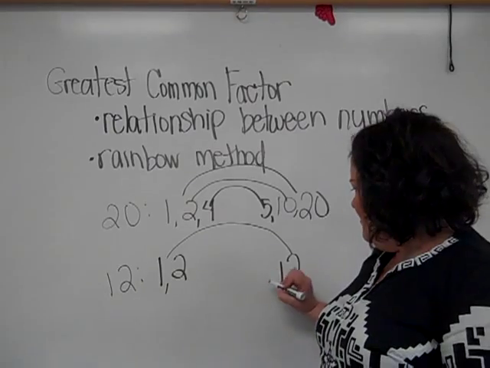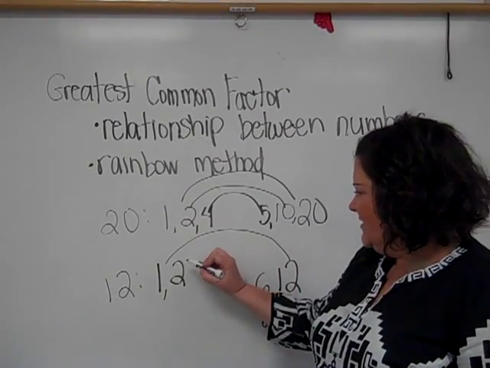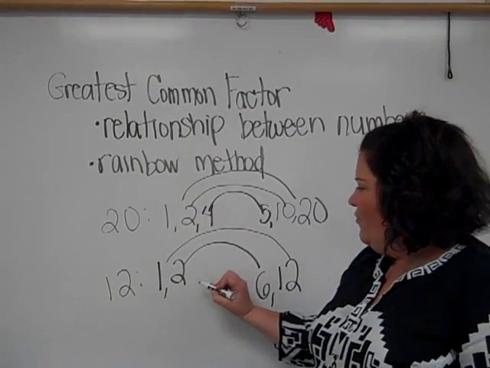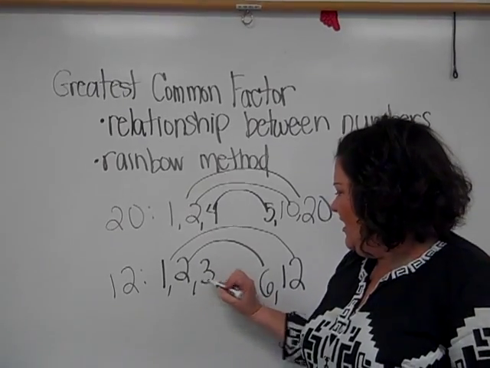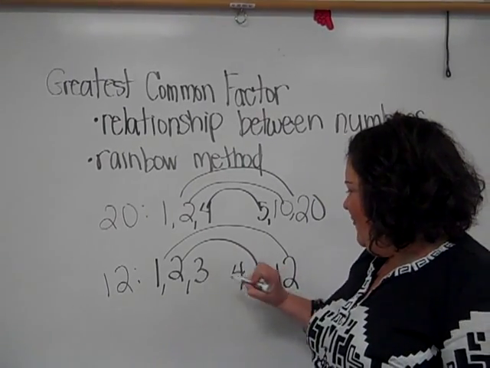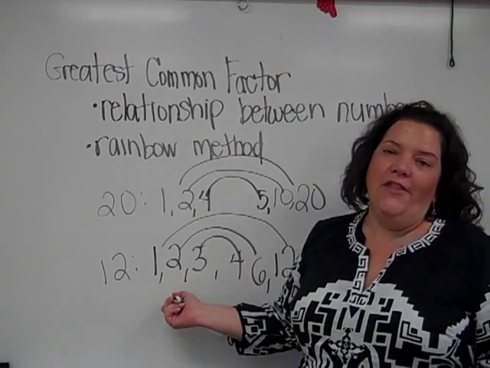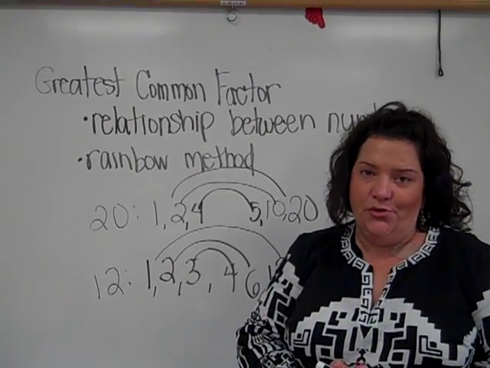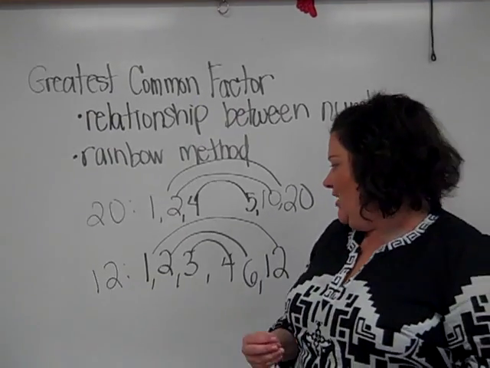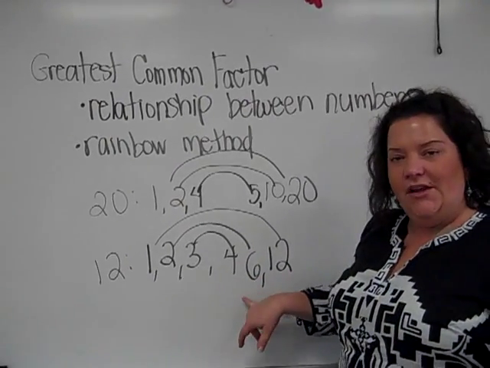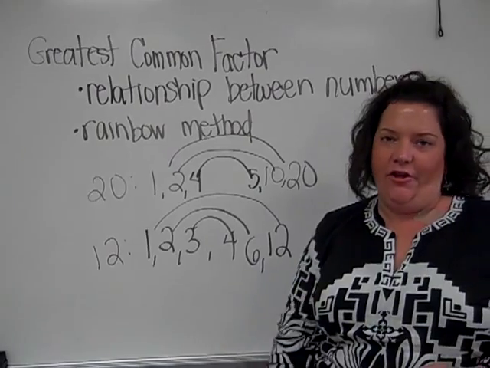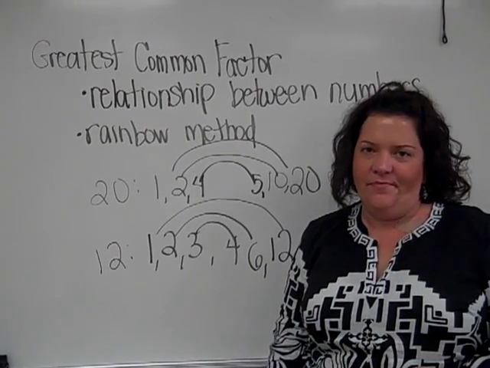Then 2 and 6. We know 3 and 4. We know that 5 can't go into 12 evenly, and then we're repeating with 6. So we know we have all the factors.